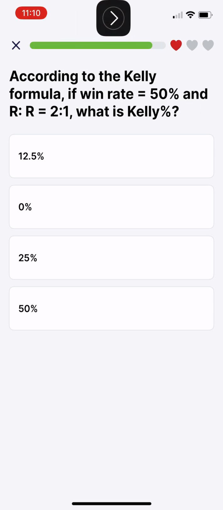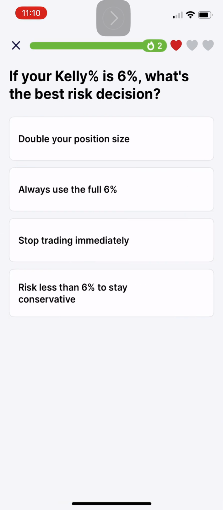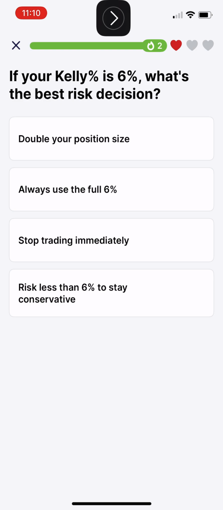According to the Kelly formula, if win rate equals 50% and R equals 2:1, what is Kelly percent? 12.5%, 0%, 25%, 50%. If your Kelly percent is 6%, what's the best risk decision? Double your position size. Always use the full 6%. Stop trading immediately. Risk less than 6% to stay conservative.